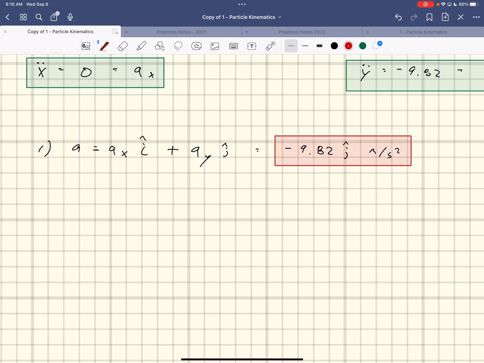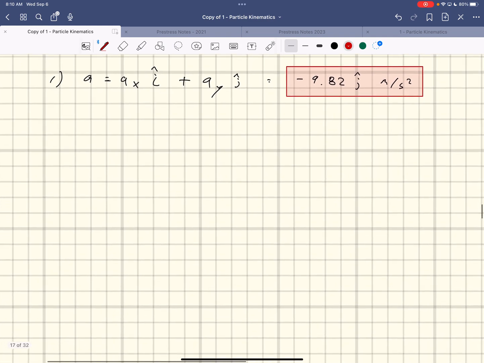Right. We just solve both of them and then put them back into vector form. And again, you don't have to do the ijk. You can put it in square brackets and define your vectors that way if you want. Okay, that's the first part.